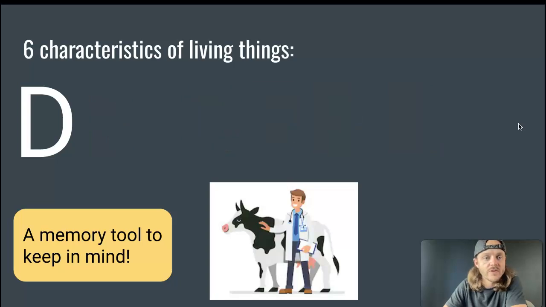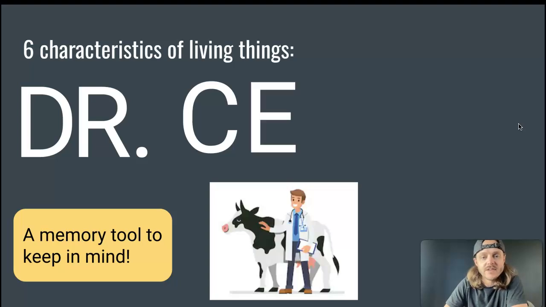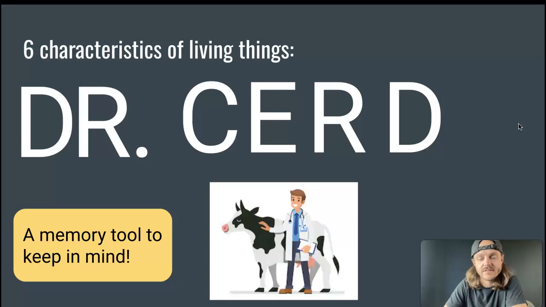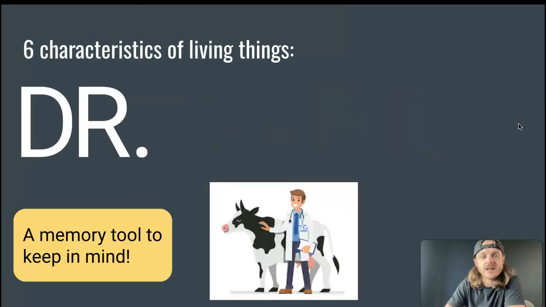You got develop and grow, reproduce. We've got cells. They evolve. They respond to their environment, and they have DNA. All right. So when we get to our test later in this unit, this can help you remember what the 6 characteristics of life are. You don't have to remember this right now, but we're going to come back to this over and over. Today we're going to talk about 2. Okay, today we're going to talk about develop and grow, and reproduce.